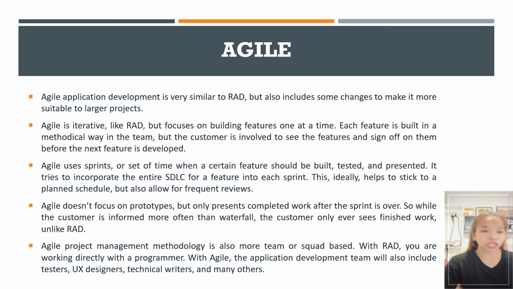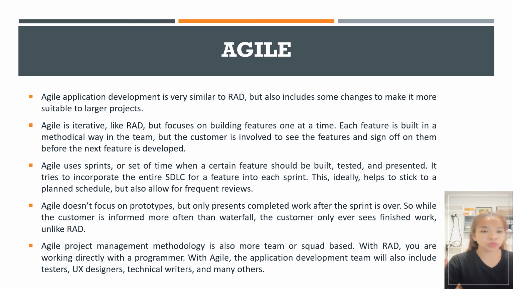Agile application development is very similar to RAD, but also includes some changes to make it more suitable to larger projects. Agile is iterative like RAD, but focuses on building features one at a time. Each feature is built in a methodical way by the team, but the customer is involved to see the features and sign off on them before the next feature is developed.